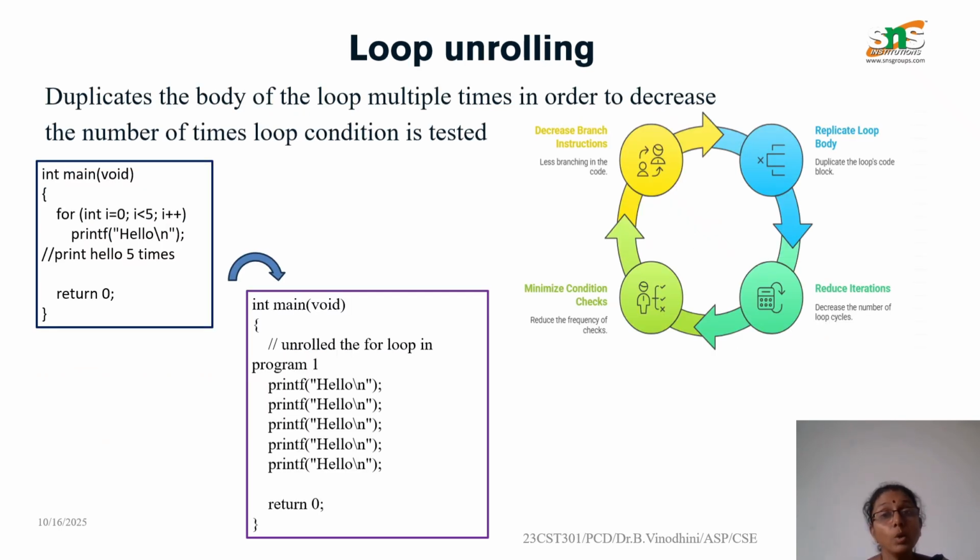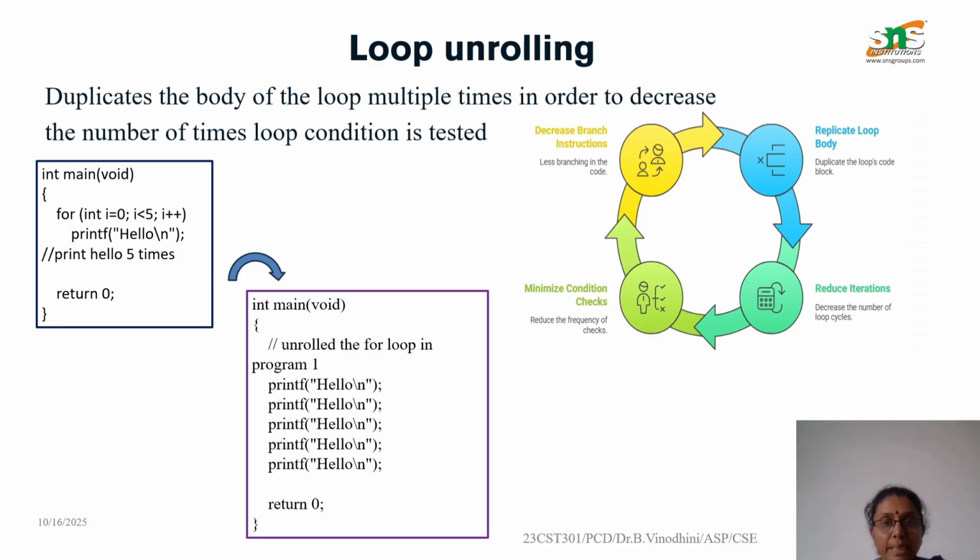Next is loop unrolling. What does loop unrolling mean? We duplicate the body of the loop multiple times in order to decrease the number of times the loop condition is tested. So we can duplicate the loop body multiple times. It is loop unrolling.